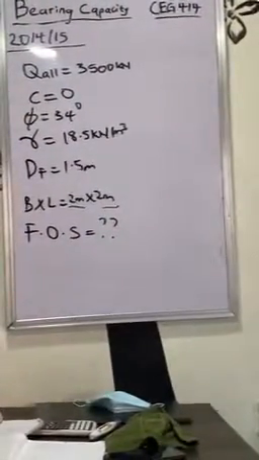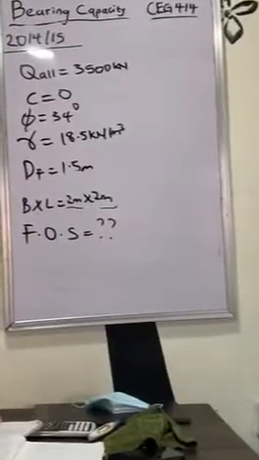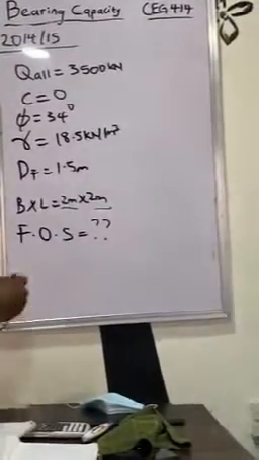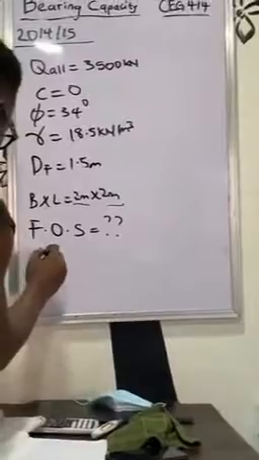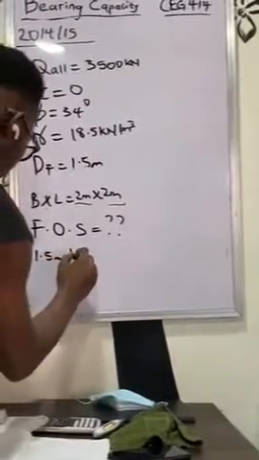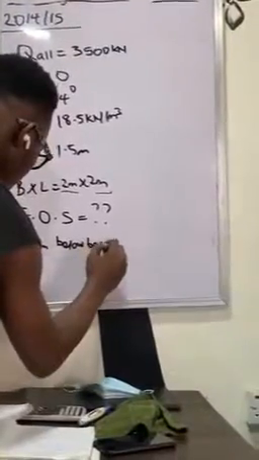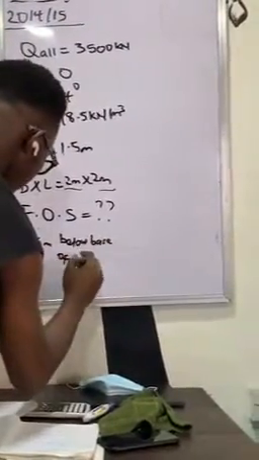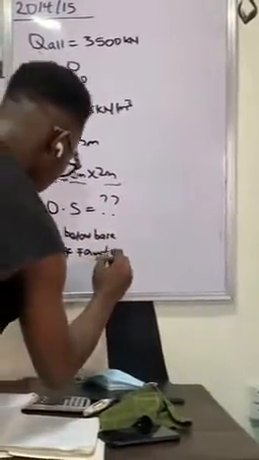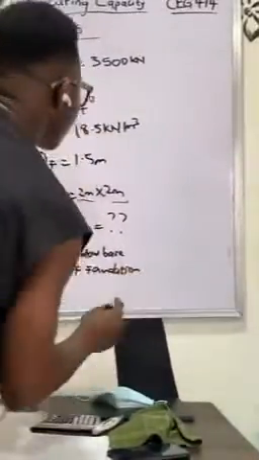If the water table is at a depth of 1.5 meters below the base of the foundation, so the level of the water table is 1.5 meters below the base of foundation. Okay, a little sketch here.